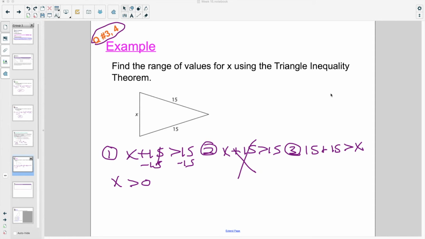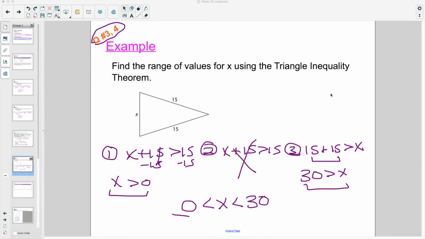Our next one, we can combine our 15s. So that is saying 30 is greater than x, right? So x has to be less than 30. And then this one is saying x has to be greater than 0. So let's turn that into a compound inequality. So that would look like 0 is less than x is less than 30. So x has to be within that range in order to form a triangle. Good. Okay, we're going to move on to a couple other relationships here with our side lengths and angle measures.